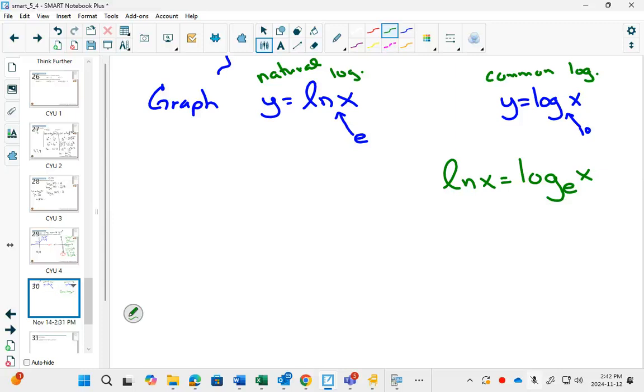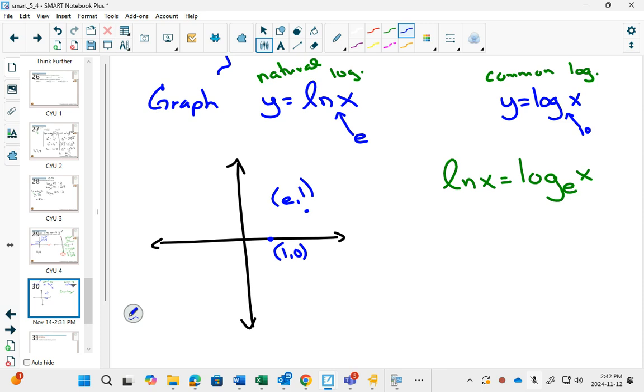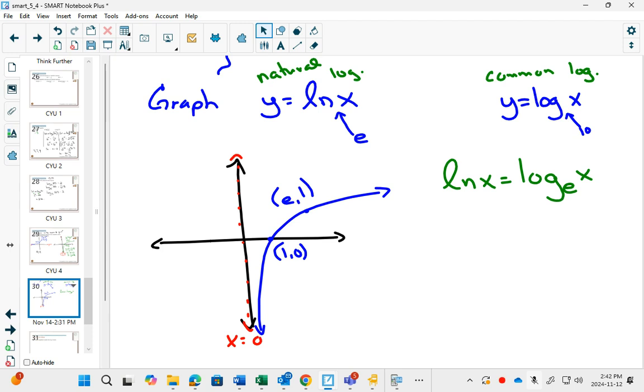But if I were to graph this, well, all logs have the point 1, 0. And since the base is e, the natural log would have the point e, 1. It would still have the asymptote at x equals 0. And it would have this shape.